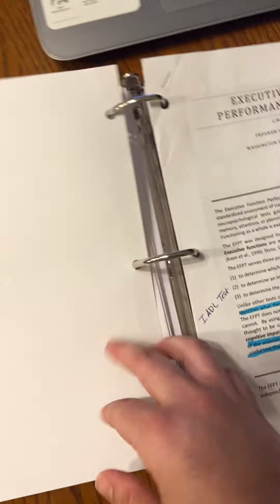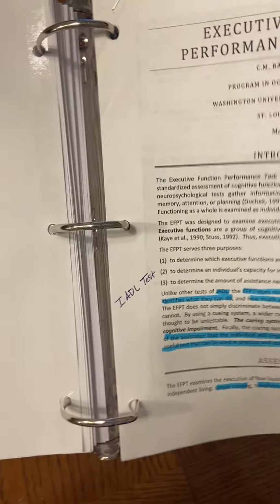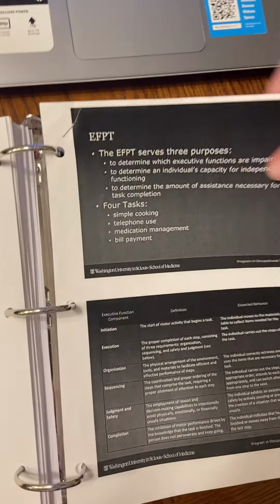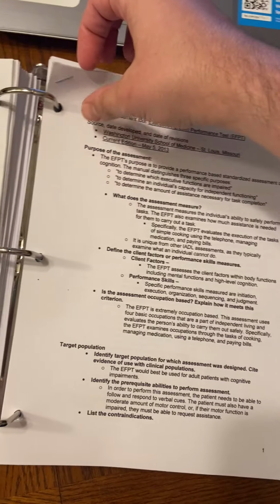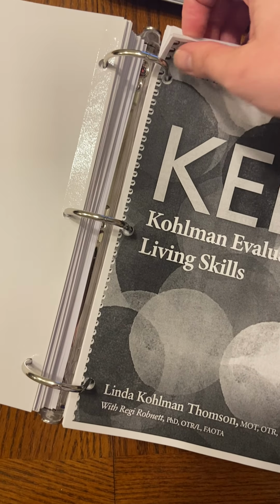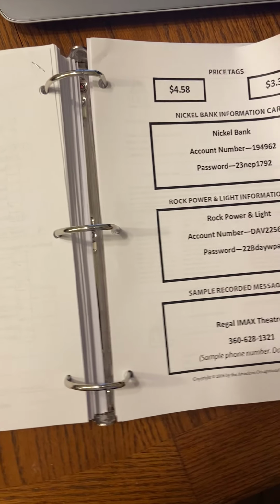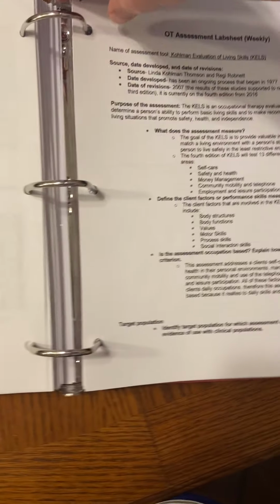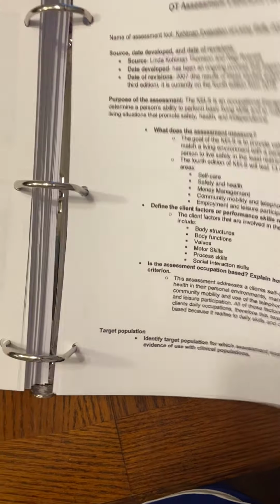For the EFPT, we've got the instructions here in the manual, along with additional resources for the EFPT and the PowerPoint. We've got the EFPT lab sheet and video links. For the KELS, we've got the manual here, a completed score sheet and additional resources. Each of these resources is also in the manual. And the lab sheet with the video links follows.